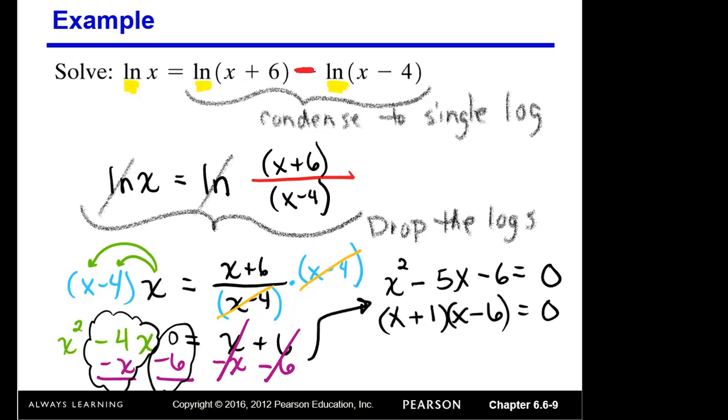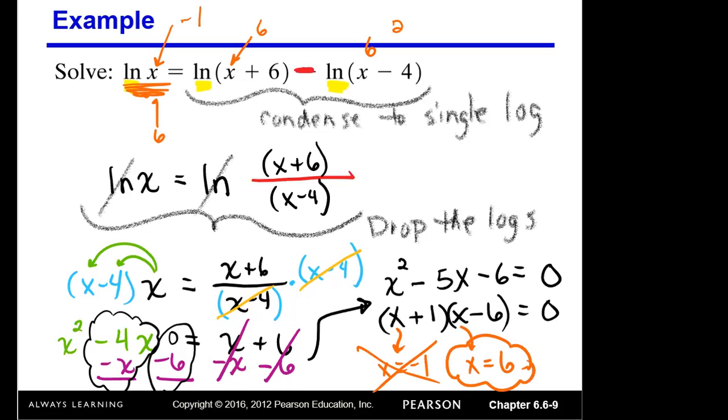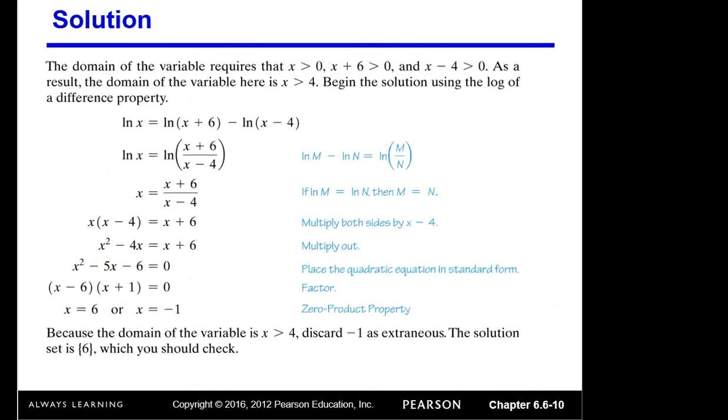And now my 2 possible answers are, this one here can be a negative 1 and this one here can be a positive 6. And let's see if it causes any problems. Yep, if I put negative 1 right here, I can't take the log, so that one doesn't work. And if I put 6 here, 6 minus 4 is positive 2, you're good. No negative problems there. So x equals 6 should be the only answer. And here's their explanation, and the solution set is just the 6.